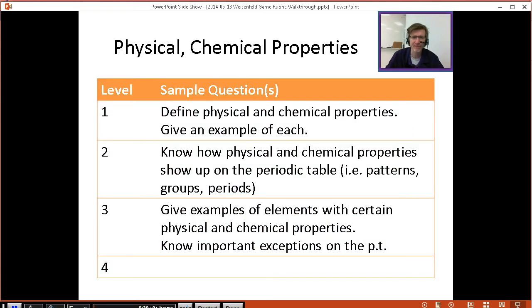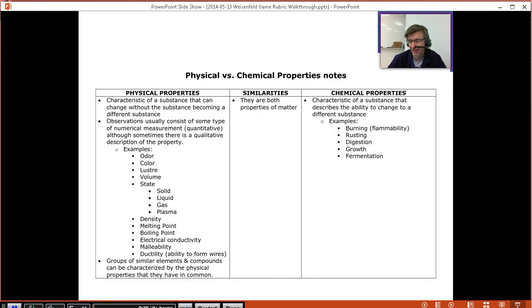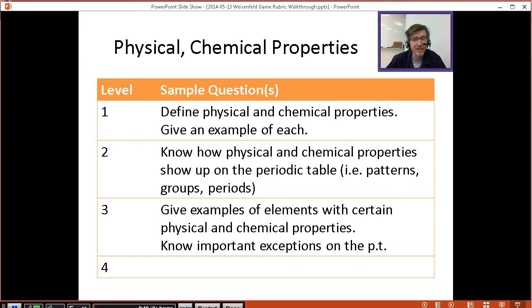All right, here we go. Physical, chemical properties. Define physical or chemical properties. Give an example for level 1. Know how physical chemical properties show up on the periodic table. So where are certain physical properties? Where are certain chemical properties? And then give examples of elements at level 3 with certain physical and chemical properties.